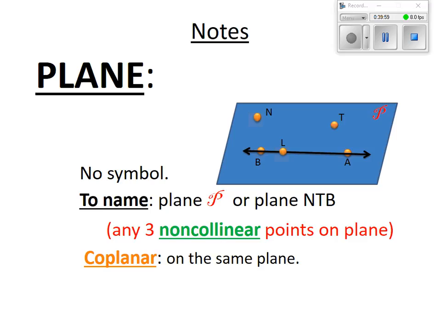So this is plane P. The other way you can name a plane is by picking any three non-collinear points. So any 3 points that don't happen to fall on the same line. All right? Give me 3 points in this picture that do fall on the same line. BLA. So can we use those 3 letters to name this plane? No. The reason for that, because they're collinear, right? Yes.